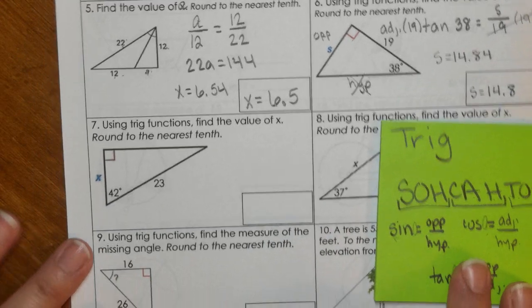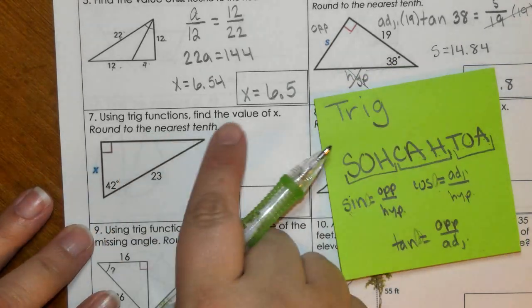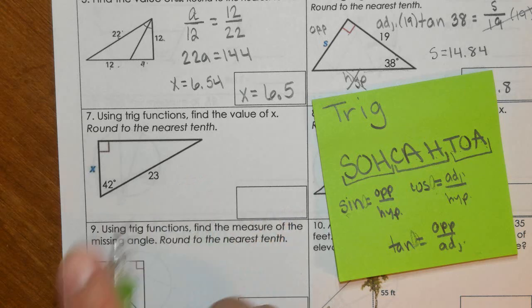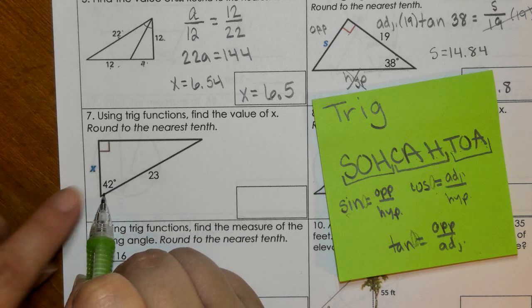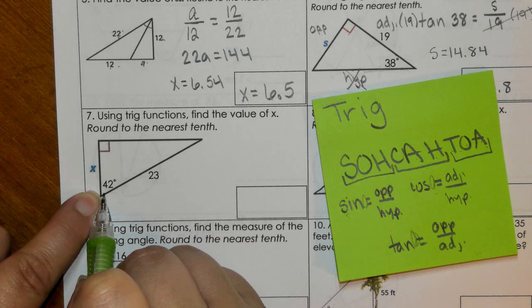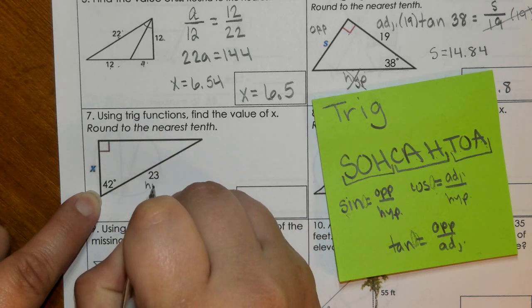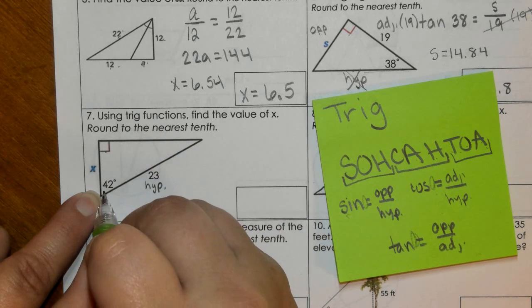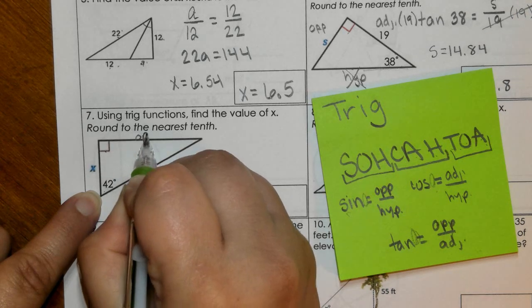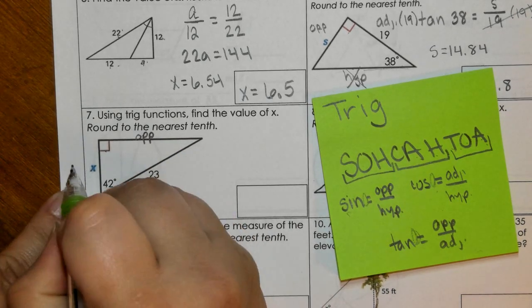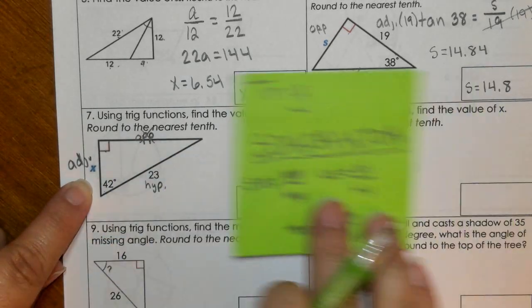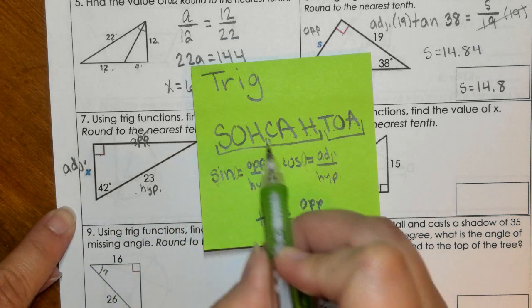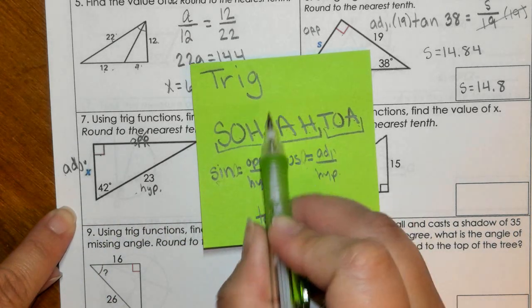Okay, now moving on to number 7. Still going to be using trig functions. So find the value of x, round to the nearest tenth. So again, from here, I'm going to go with this being the hypotenuse because it's across from the right angle. Okay. This side length would be your opposite, and x would be your adjacent. Okay, we don't need the opposite. So if we're looking for A and H, we're looking right here at cosine.